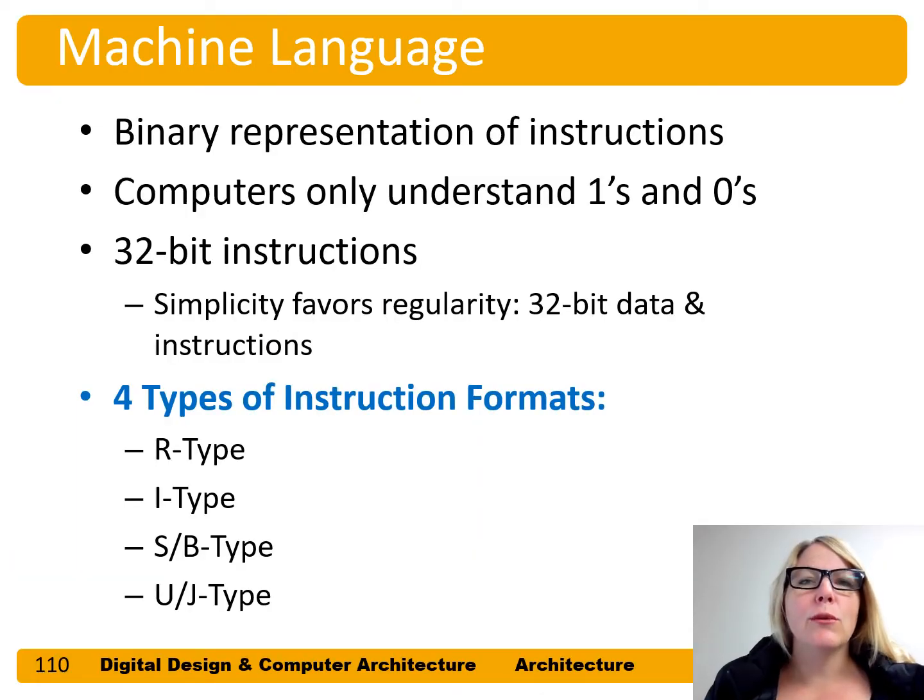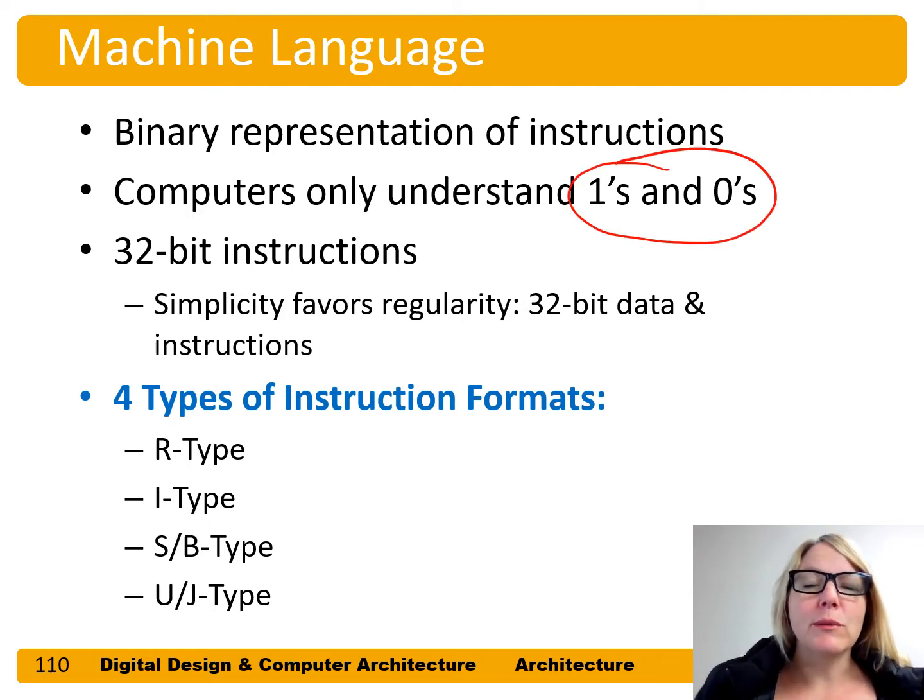Now let's talk about how we represent our instructions in machine language. So we're going to convert our assembly language instructions into machine language. This is the binary representation of instructions. So we'll represent our instructions using ones and zeros because that's what the computer understands, what our logic understands. We're going to use 32-bit instructions to, again, use that principle of simplicity favors regularity. We have 32-bit data, so our instructions will also be 32 bits.